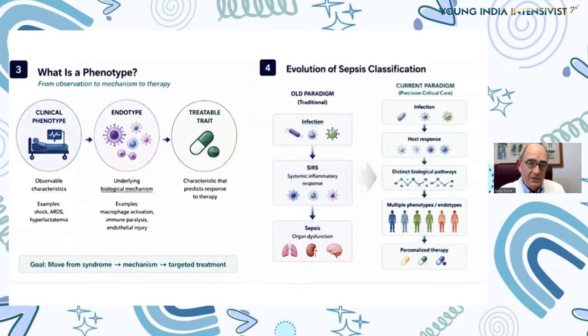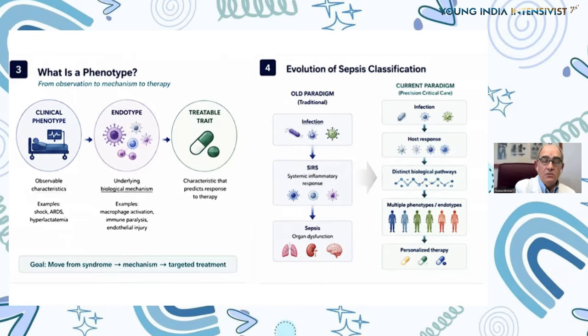What is a phenotype? We have to look from the observation, to the mechanism, to the therapy. The clinical phenotype is what we observe at the bedside. Examples: shock, ARDS, hyperlactatemia. And then we have the endotype. What does it mean? That there is an underlying biological mechanism at work. In this case, we may have an activation of the macrophages, immunoparalysis, or involvement of the endothelium.